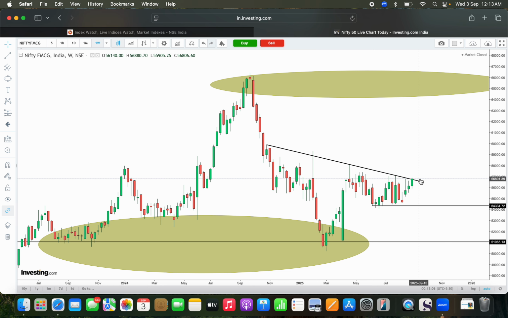It's currently at 57,000, and the stop loss will obviously be 54,000. So translated, it will be a roughly 3,000 point SL, approximately 2,500 point SL for a 10,000 point target.